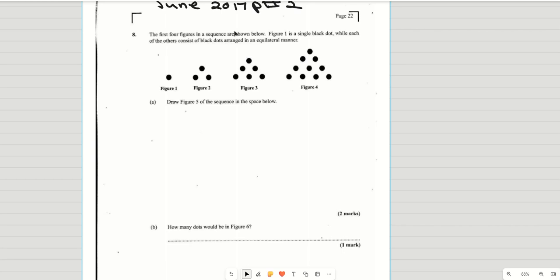The first 4 figures in the sequence are shown below. Figure 1 is a single black dot, while each of the others consists of black dots arranged in an equilateral manner. Equilateral means equal sides. Draw figure 5. If we look at figure 1, it's 1. Figure 2, you see 2 and then 2 going up. Figure 3 is 3. This one will be figure 4. So figure 5 would be 1, 2, 3, 4, 5.